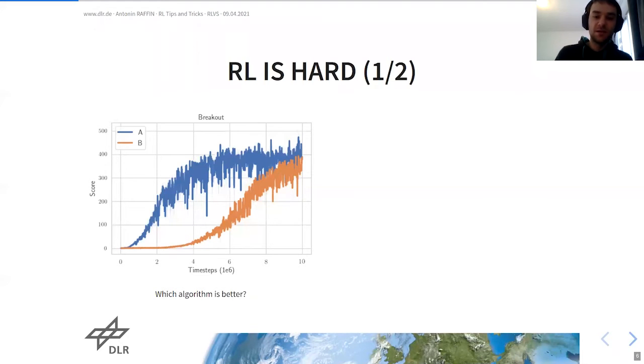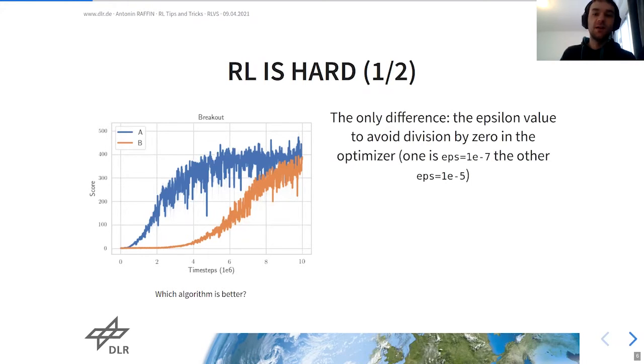The two share the same code base, the same hyperparameters, the same hardware, except for only one hyperparameter, which is the epsilon value to avoid division by zero in the optimizer. And this value, in theory, should not affect the learning, especially if you change it from 1e-7 to 1e-5. But as you can see, there's a huge difference in the learning curve. Another thing you can notice is that if we had stopped the learning after 2 million or 4 million time steps, we would have said that algorithm B is not working at all.